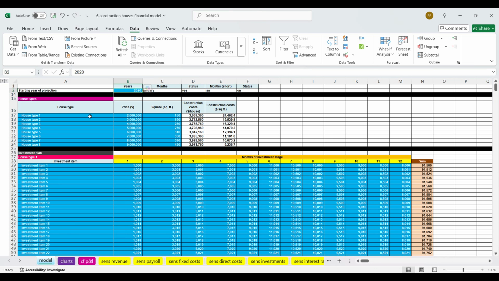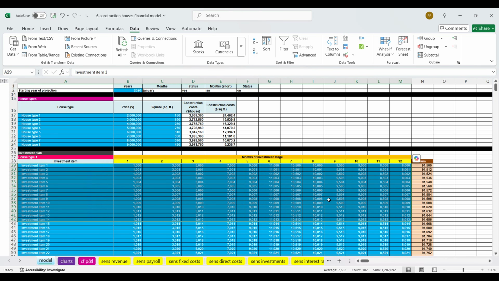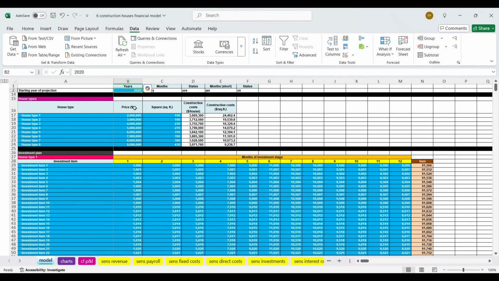So these are the inputs. In this case, the inputs are colored with blue. Other cells are formulas, so we're not touching them while scenario play. So these are the inputs. All of the other cells contain formulas. First of all, we're starting with specifying the first year of our financial projections. This is step number 1.